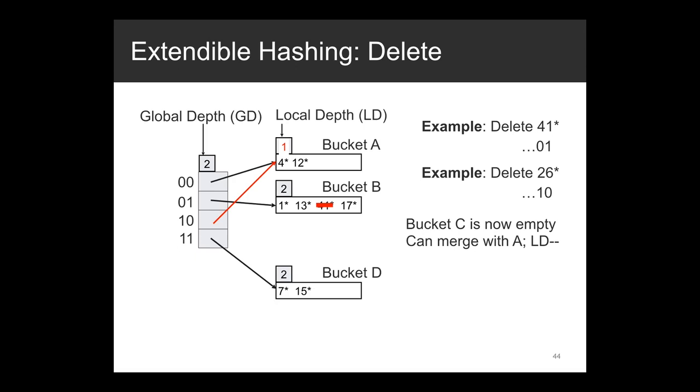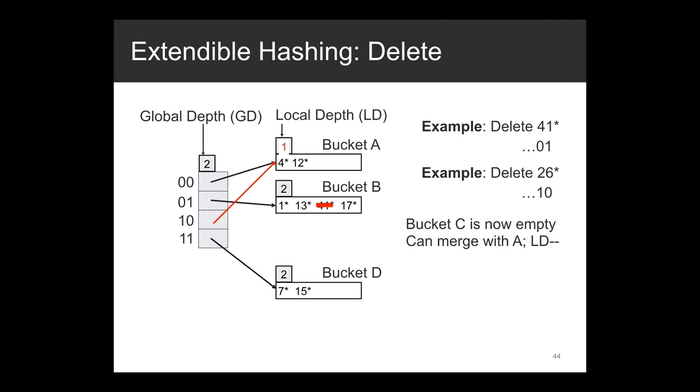Local depth is 1, therefore you need to take mod 2 to the 1. Anything that is 0 mod 2 goes here. These two have 1 mod 2. To distinguish between the 1 mod 2, you have to look at mod 4. This one is 1 mod 4, this one is 3 mod 4. Okay, so this is the state of the directory after the delete has been done and the merge has taken place.